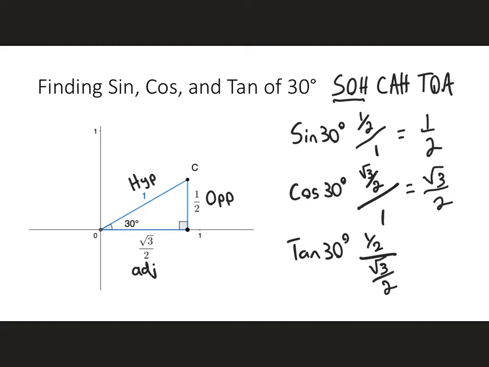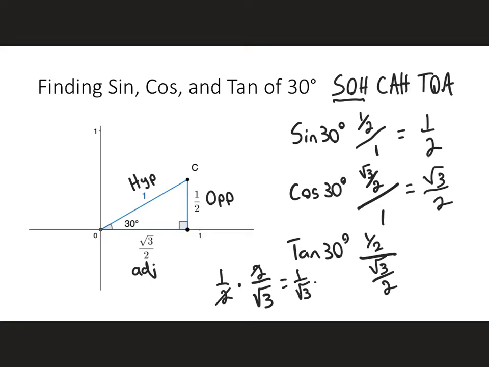Oh man, we have to divide fractions. 1/2, that's okay. Dividing fractions is okay. 1/2 divided by the square root of 3 over 2 is like 1/2 times the reciprocal, 2 over the square root of 3. Now these two will cancel out. And we end up with 1 over the square root of 3.